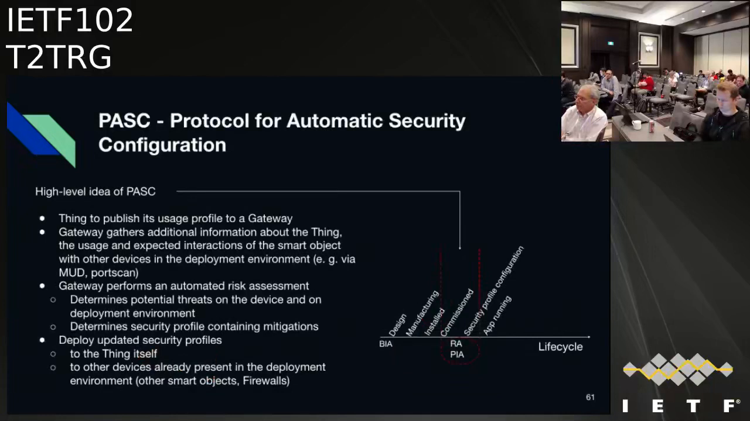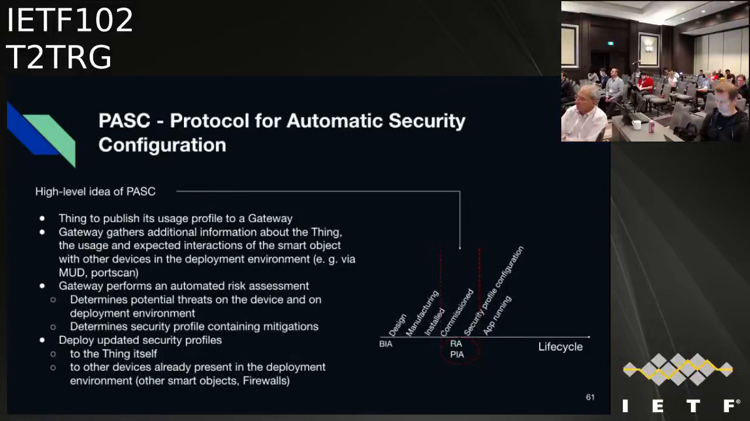So at a very high level, the idea of this protocol, which will take place exactly where the figure indicates, is that the thing is going to publish a usage profile to the gateway, and the gateway might gather additional information about the thing. So for instance, the expected interactions of the smart object with other devices in the deployment, and that might be by means of MUD files, or port scans, or accessing different types of databases.